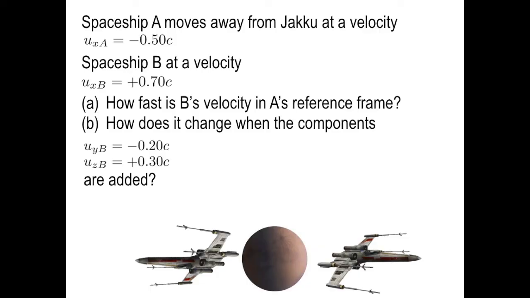Now let's do a simple exercise applying this relationship that we have just derived. Spaceship A moves away from Jakku at a velocity of minus 0.50c, while spaceship B at the velocity of 0.7c is also moving away from Jakku. A. How fast is B's velocity in A's reference frame? And B. How does it change when the components uyb and uzb are added?